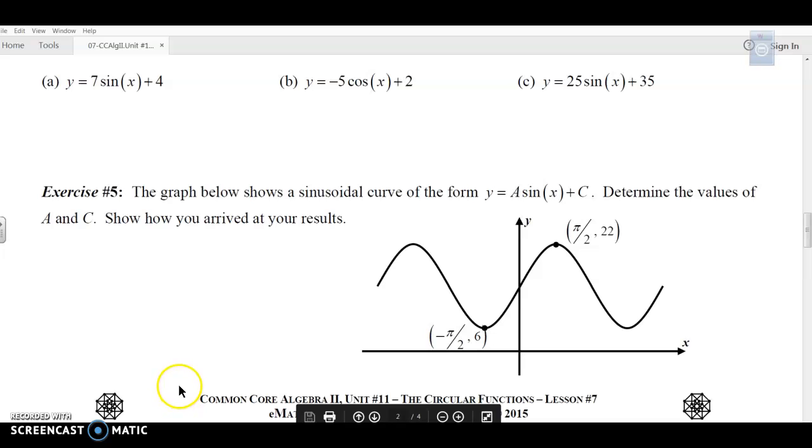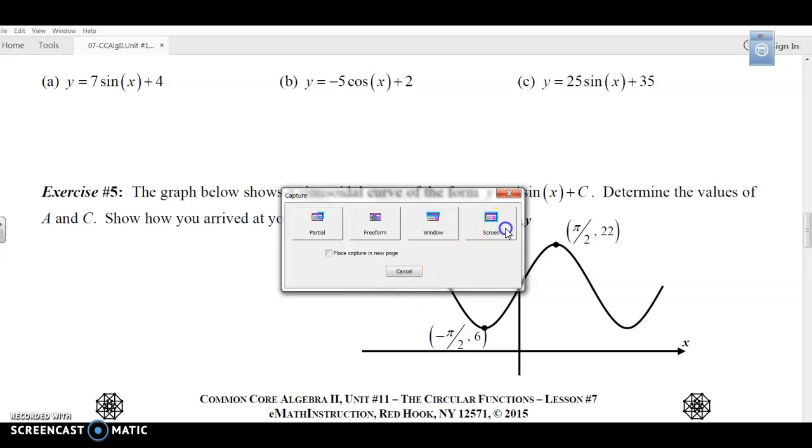This is Algebra 2, Unit 11, Lesson 7. The rest of the notes on vertical shifting of sinusoidal graphs. Okay, so we left off on the notes on exercise 5.